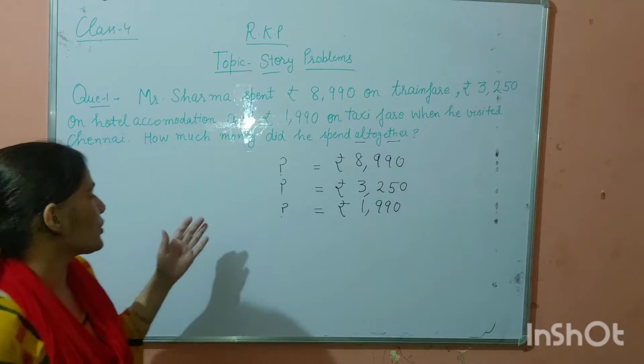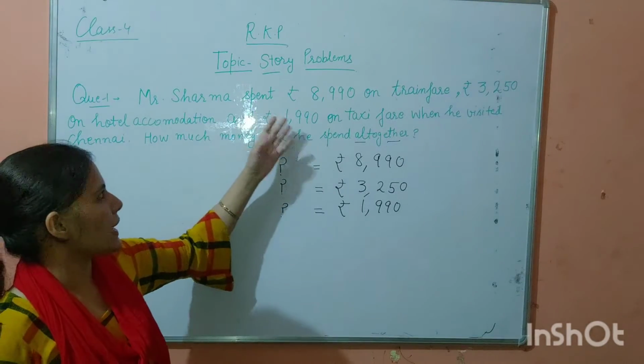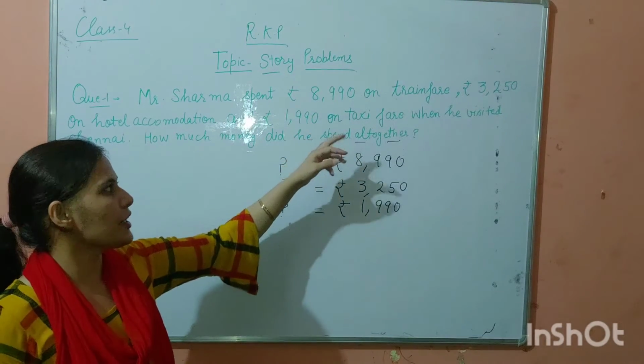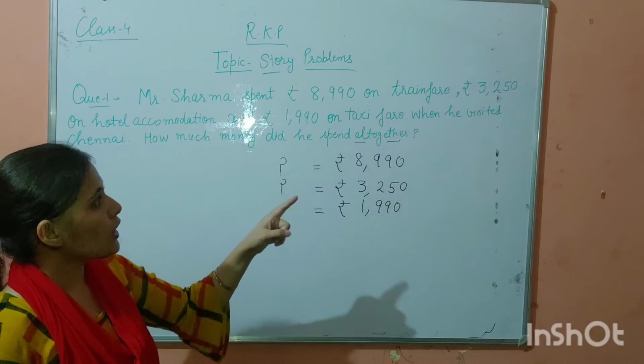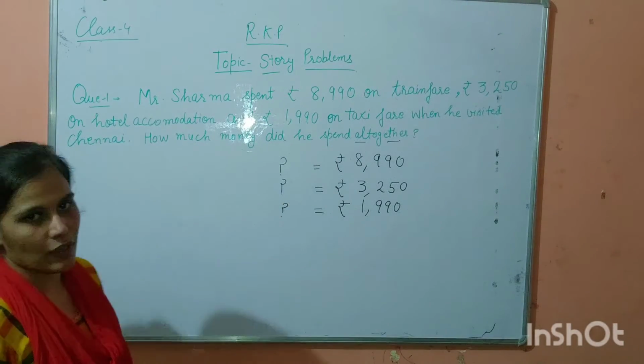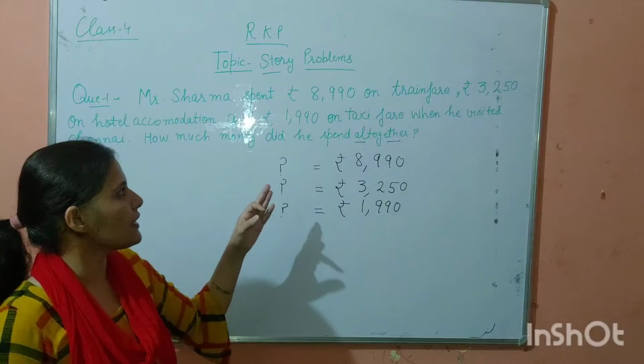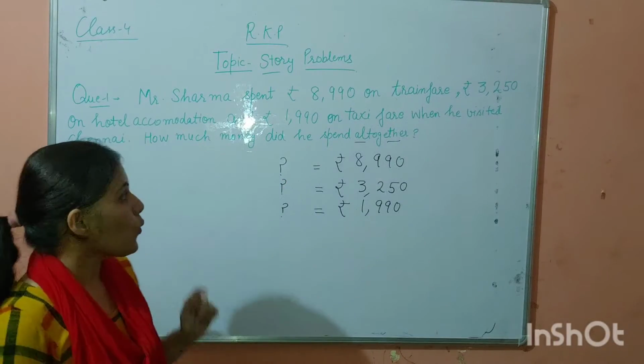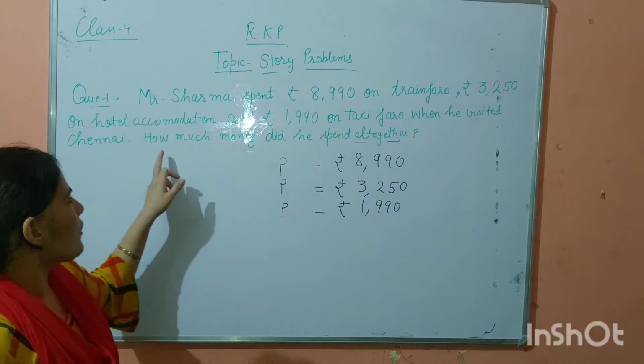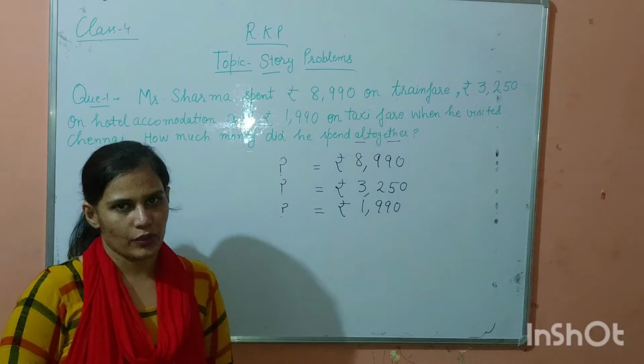So, read this question. Mr. Sharma spent 8,990 on train fare, 3,250 on hotel accommodation and 1,990 on taxi fare. When he visited Chennai, how much money did he spend altogether?